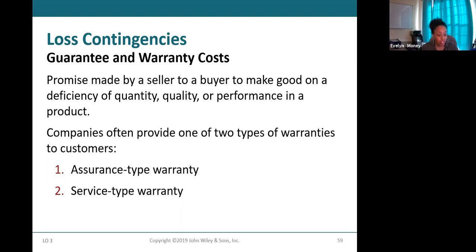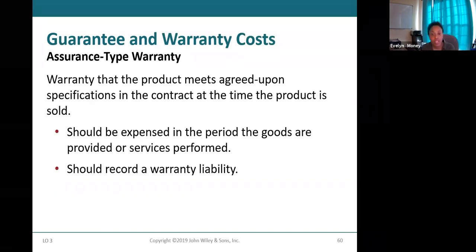If you buy that Xbox and as soon as you get it home, you try to plug it up and it doesn't work, you can take it back to the store and they'll fix it. That is the assurance type warranty. The service type warranty, because there is an additional amount that the customer pays, is a separate performance obligation. In other words, there's a separate revenue item that we have to deal with. But let's see assurance first.